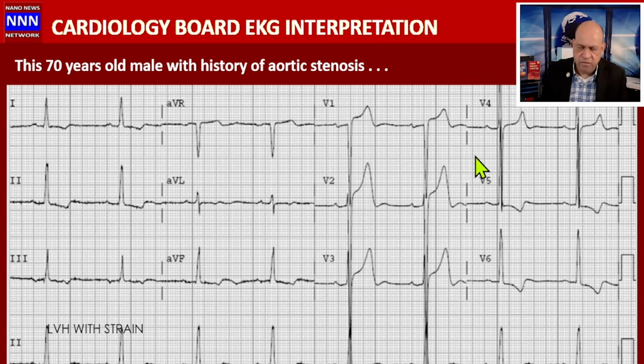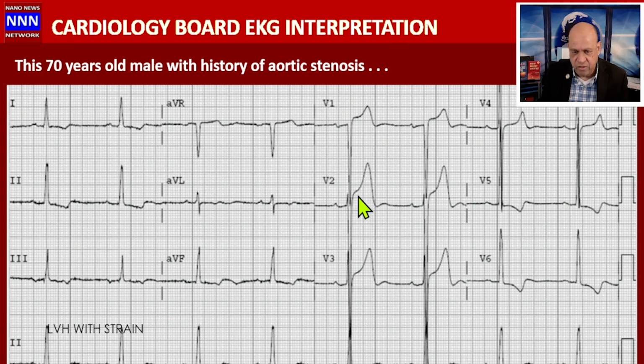And in patients with left ventricular hypertrophy, not only do we see these symmetrically inverted T waves with downsloping ST segment, we also see ST elevation and prominent T waves in the anterior leads. This is not an acute injury pattern.